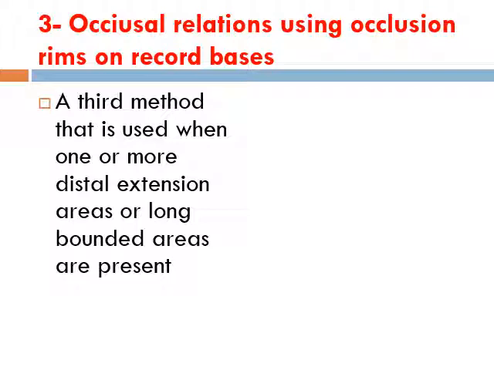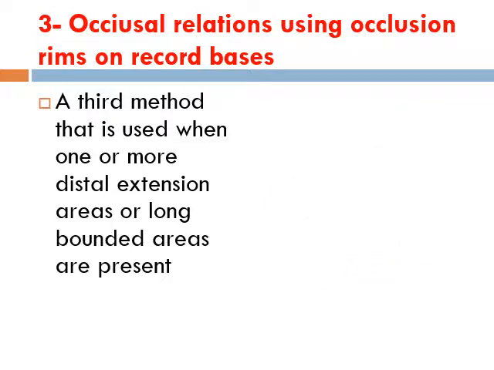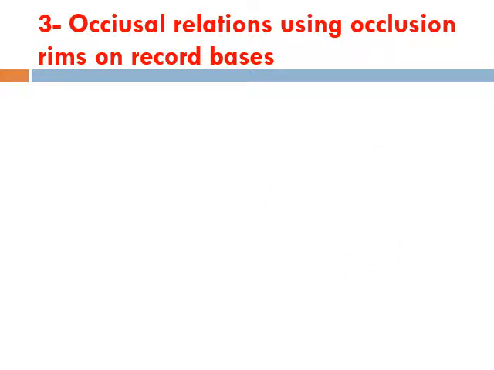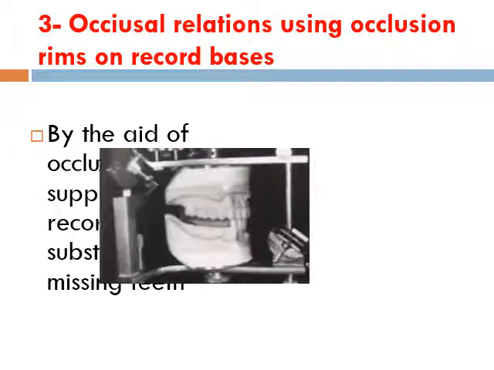Now, the third method: occlusal relation using occlusal rim on record base. This is the third method that is used when one or more distal extension areas or long bounded areas are present. Like we see, by the aid of the occlusion rim supported by record bases to substitute for the missing teeth.